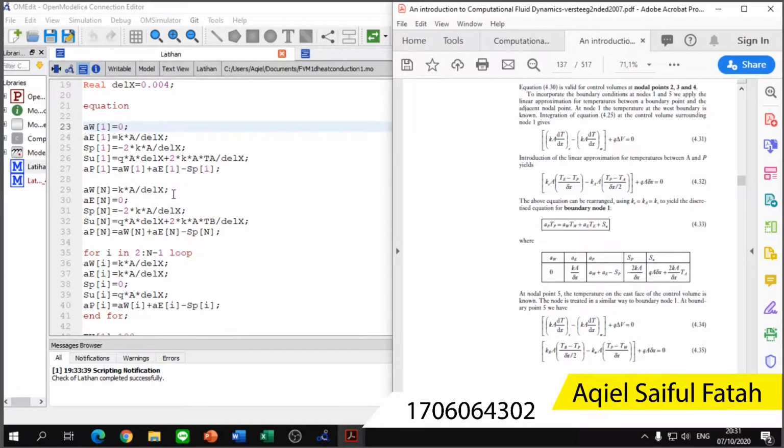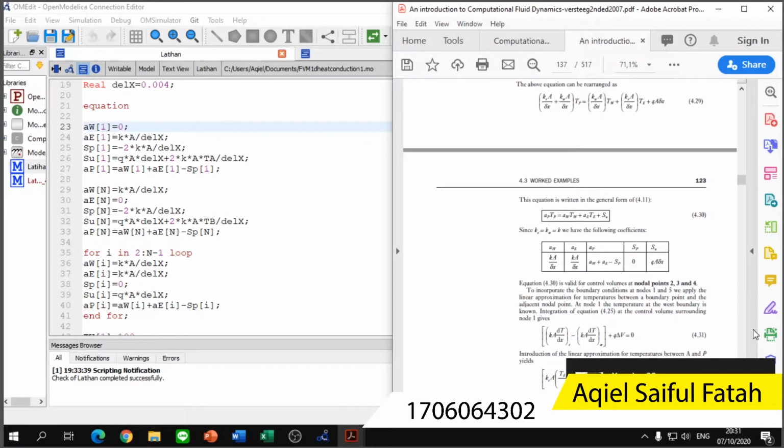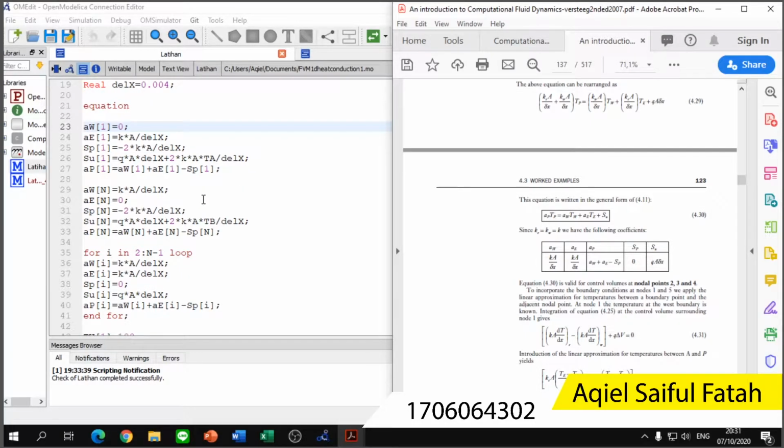We go back to equation 4.30, and no, sorry. So here's the deal. These sets of equations, the first, the second, and the third, are defining what equations are for which node in the diagram. So AW1 and so on is referring to the equations at node 1. AWN and so on refers to the equations at node 5.